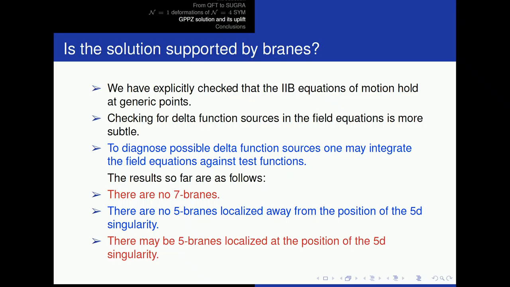These are the results we have up to this point. First, there are definitely no seven-branes in the system. I think Christoph and Warner speculated that the solutions may involve seven-branes, but there are definitely no seven-branes. There are no sources for seven-branes. There are also no five-branes localized away from the position of the 5D singularity. But there may be five-branes localized at the position of the 5D singularity. We still have to complete the analysis here, so that's still open at this point. And it doesn't seem there are any other branes from the ones I listed over here.